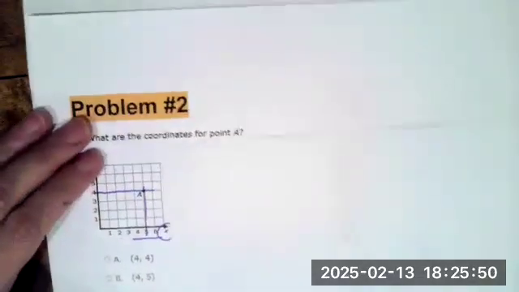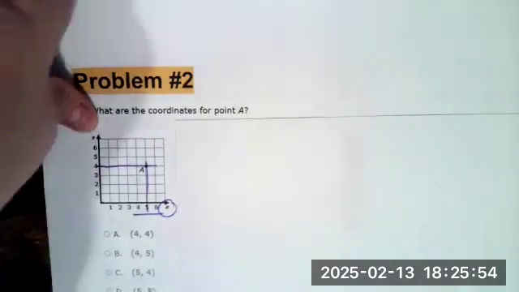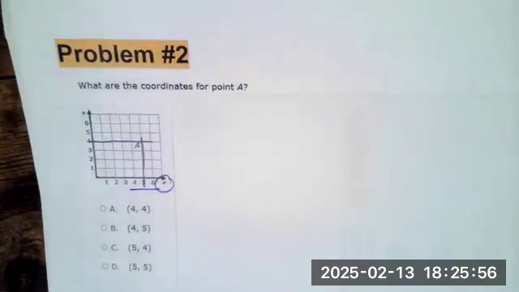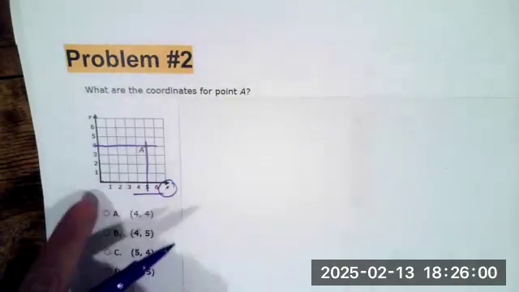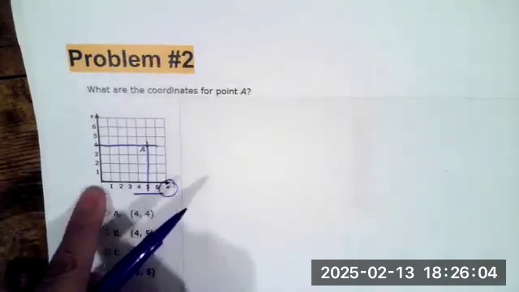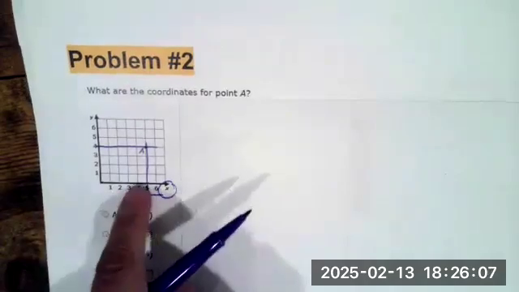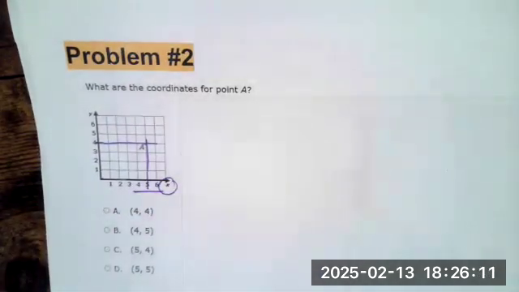Number 2. What are the coordinates for point A? Oh, these are so much fun. I love these. So it already tells you here that the x-axis goes side to side. And then the y-axis goes up and down vertical. So we have the horizontal line and the vertical line, but side to side, if you like Ariana Grande and she has a song that says side to side.